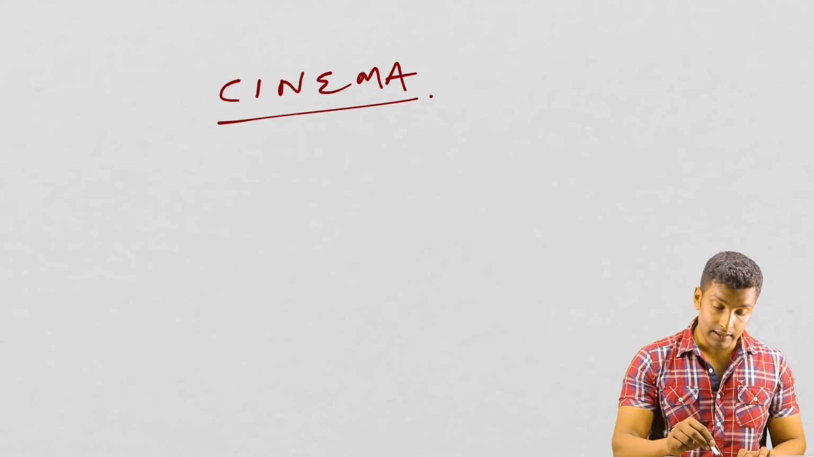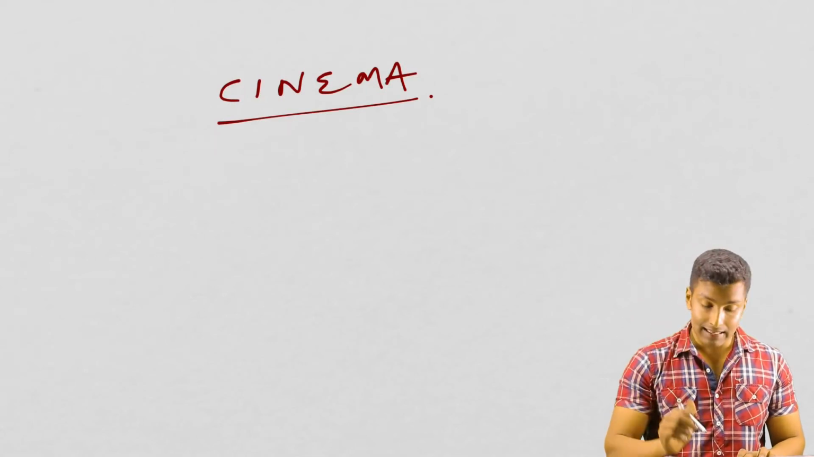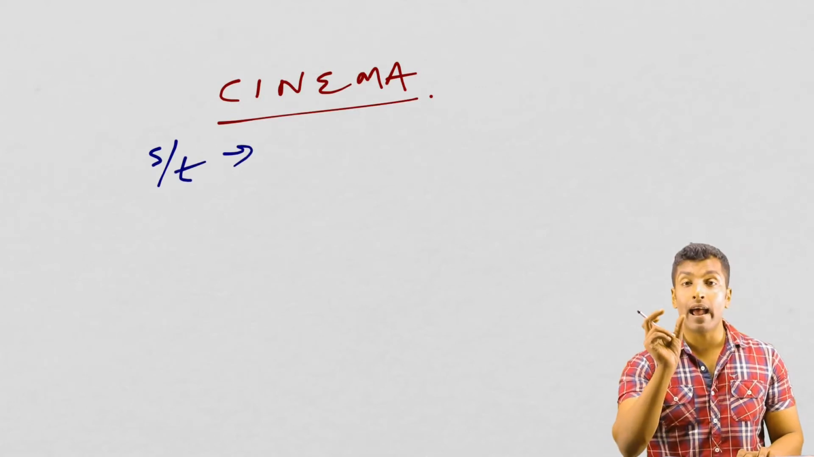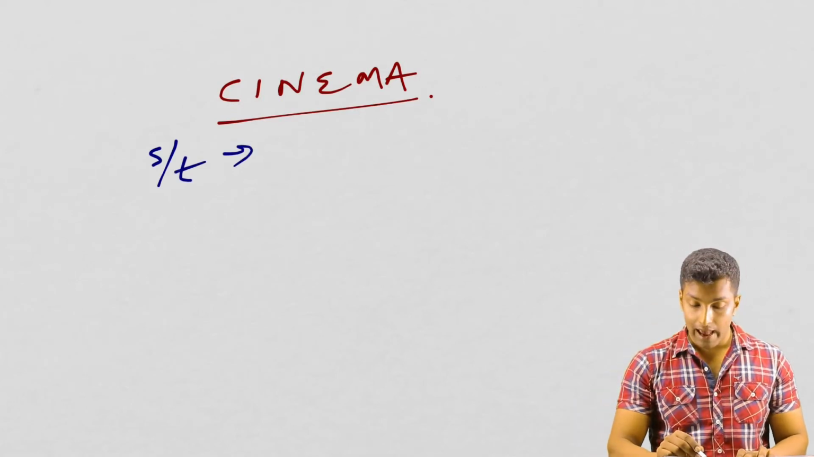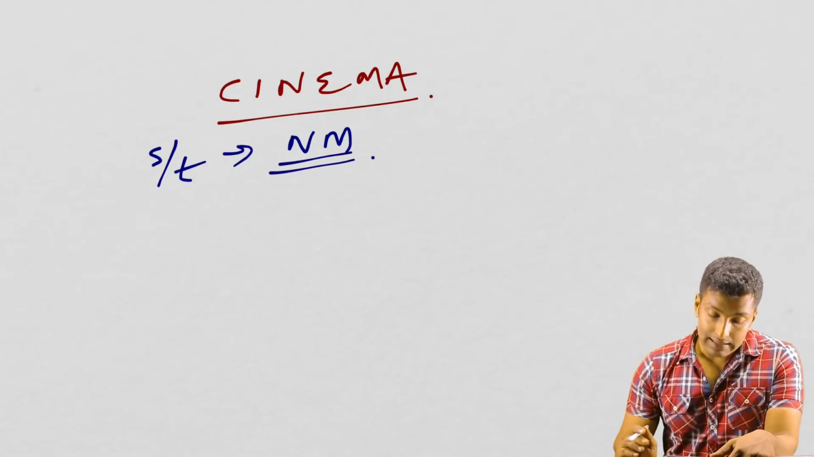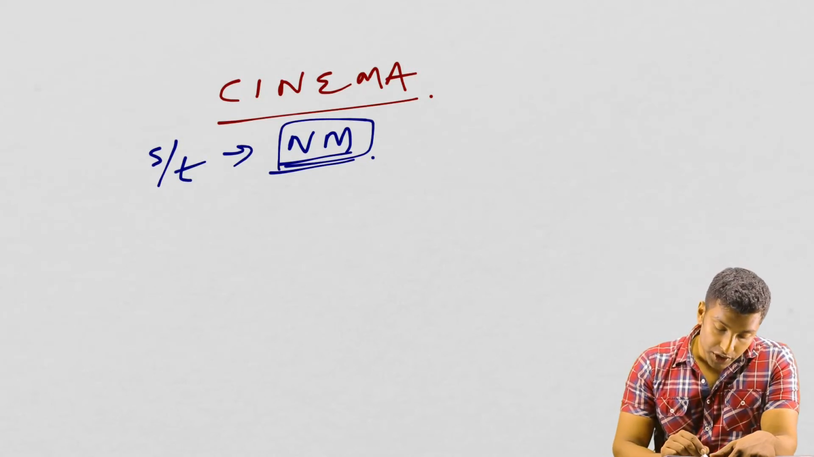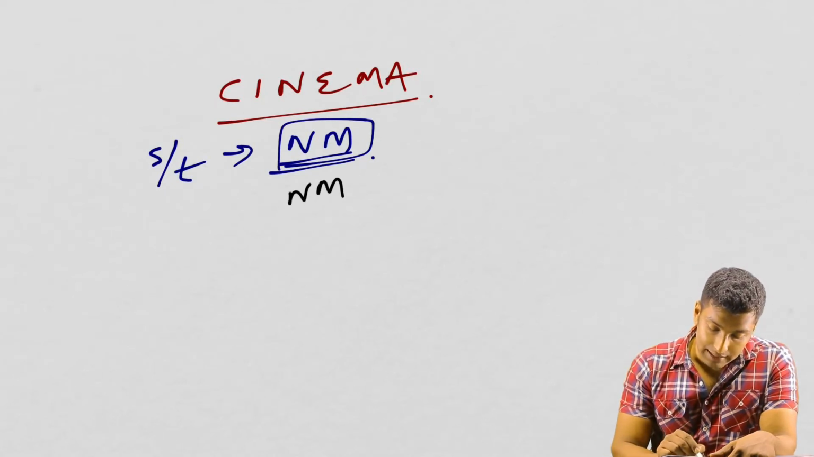Now the condition here is how many words you can make with the letters of the word cinema such that N and M always come together. N and M always come together. Now what you need to do? What they are saying is N and M should come together. Okay, now what you need to do is keep N and M together like this.